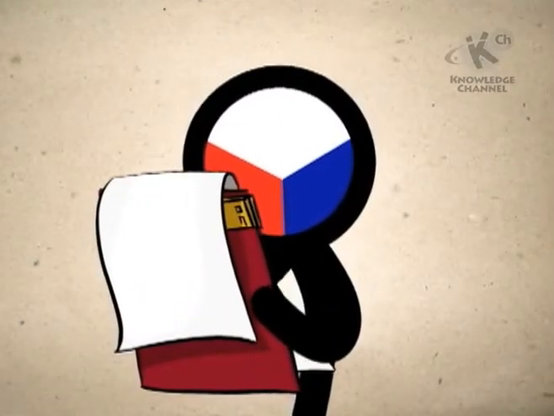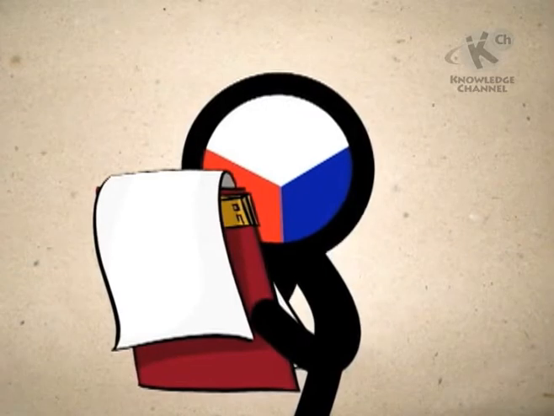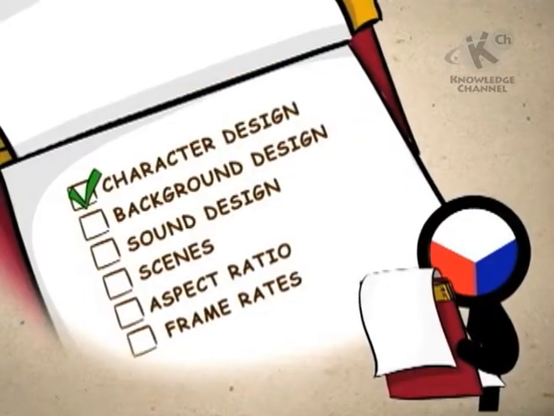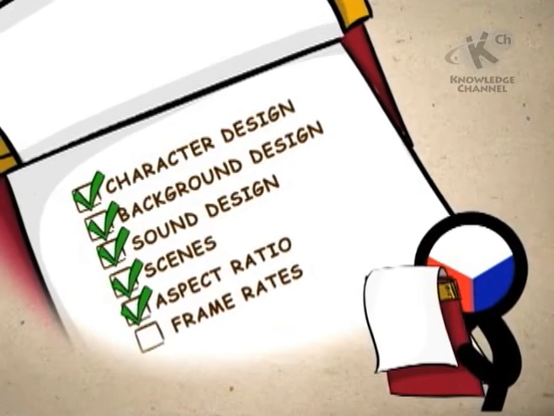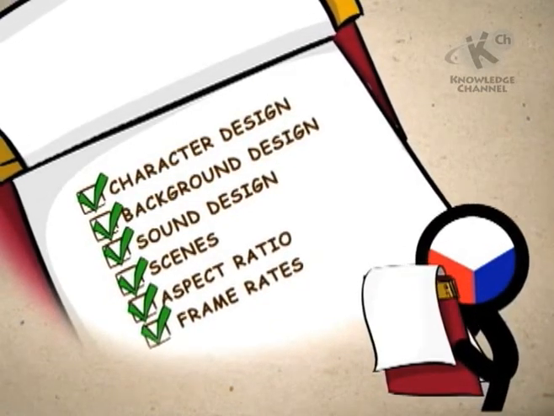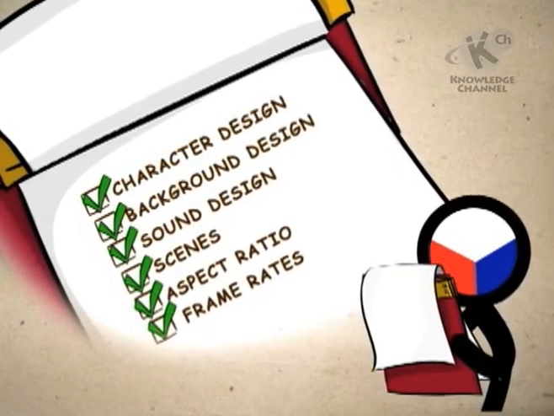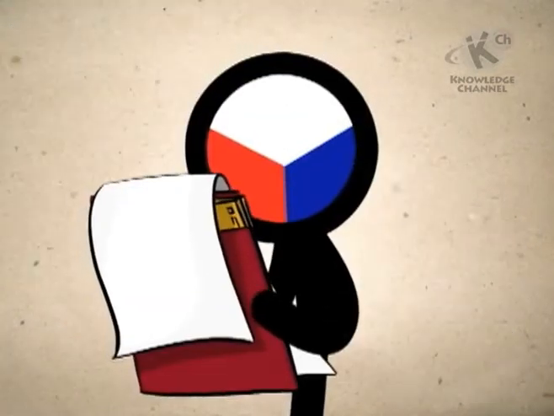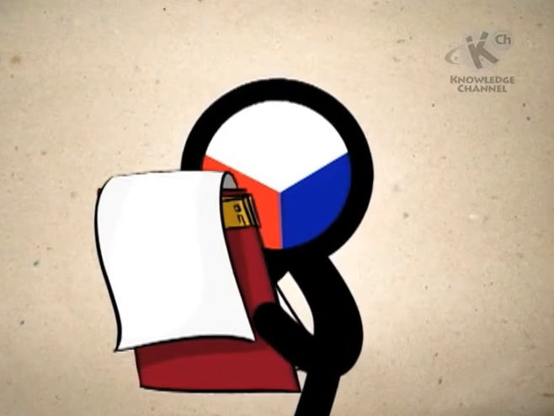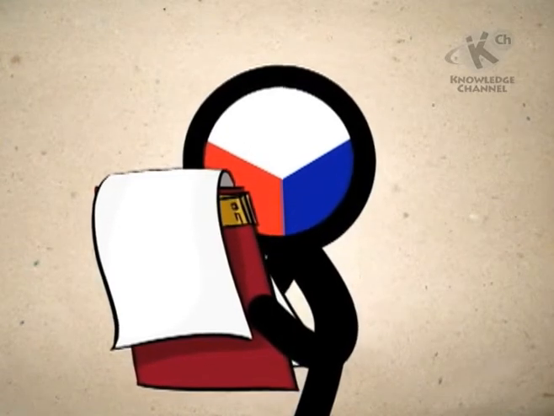And there you have it, a partial list of things you should know about animation. Character and background designs, sound design, scenes, aspect ratio, and frame rates. Of course, this list will continue to grow as you continue the animation process. But for now, this will do, because it's time to make the storyboard and animatics.